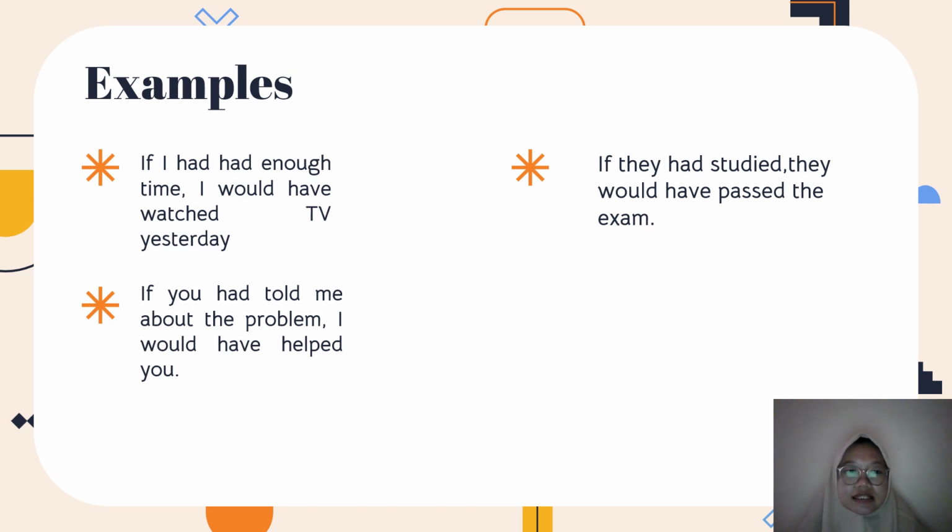Okay, so here are the examples of conditional sentence type 3. If I had had enough time, I would have watched TV yesterday. And then the second one, if you had told me about the problem, I would have helped you. And then the last one, or the third one, if they had studied, they would have passed the exam.